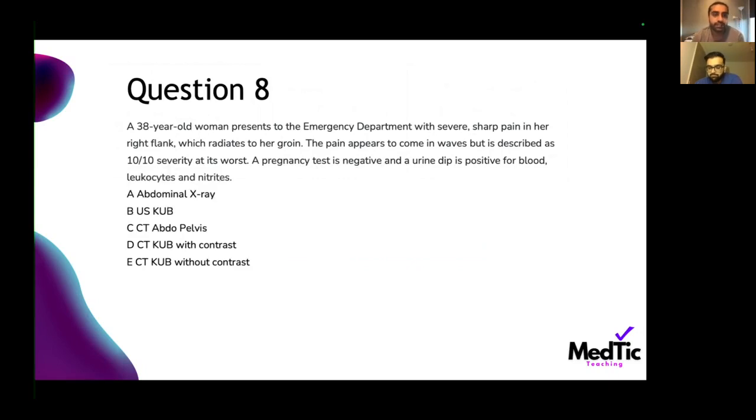So, yeah. A 38-year-old woman presents to A&E with severe, sharp pain in her right flank, which radiates to her groin. The pain appears to come in waves, but is described as 10 out of 10 in severity at its worst. Pregnancy test is negative. Urine dip is positive for blood, leukocytes, and nitrates. So, what would be the ideal investigation? Abdominal X-ray, ultrasound KUB, CT abdo-pelvis, CT KUB with contrast, or CT KUB without contrast. So I'll give you a minute.